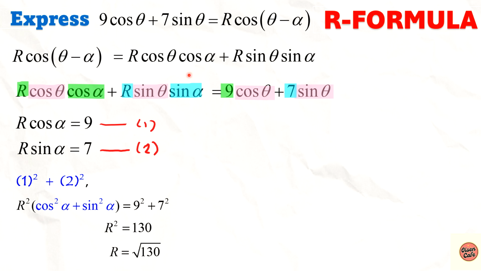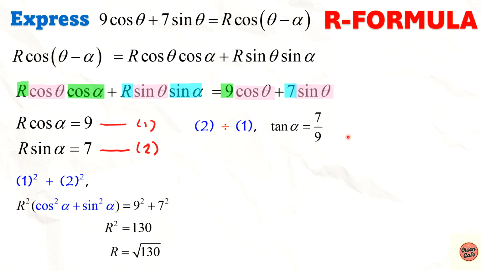Now, so I'm done with the r. Now, how about alpha? So what I'm going to do is I'm going to take equation 2 divide by equation 1. So if you take a look, equation 2 is r sine alpha, and then I divide by equation 1, which is r cosine alpha. So r itself I can cancel away. So sine alpha divided by cosine alpha, this will give us tangent. So therefore, this will give us tangent alpha equals to 7 over 9.